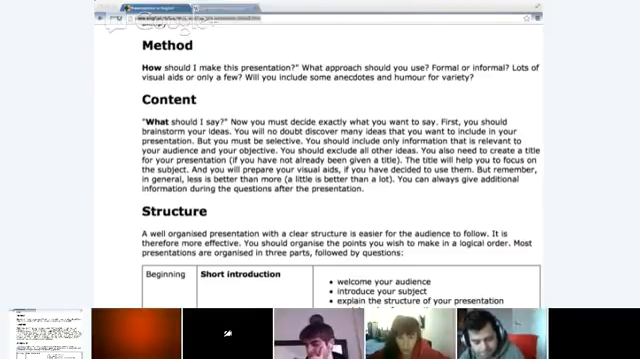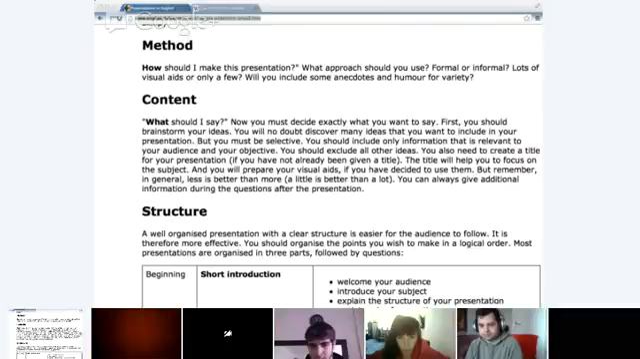You also need to create a title for your presentation, if you have not already been given a title. The title will help you to focus on the subject, and you will prepare your visual aids. If you have decided to use them, use them. But remember, in general, less is better than more. A little is better than a lot.